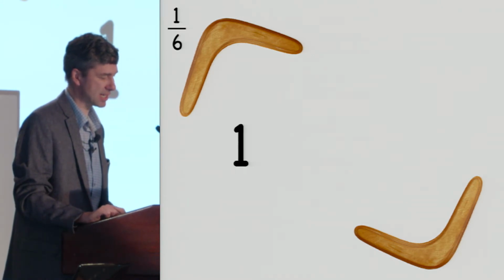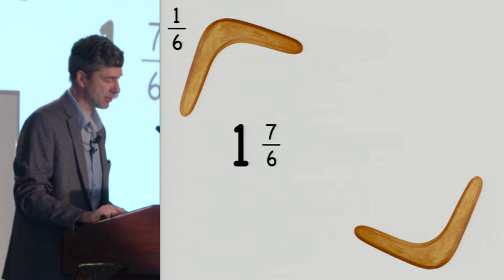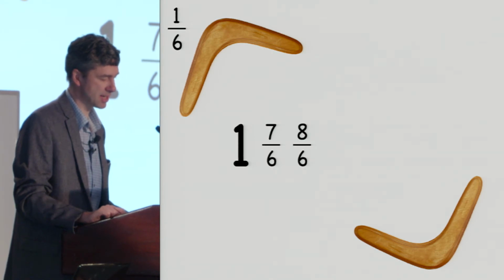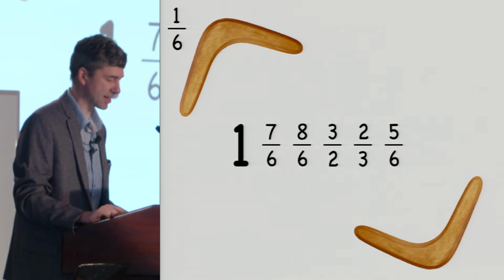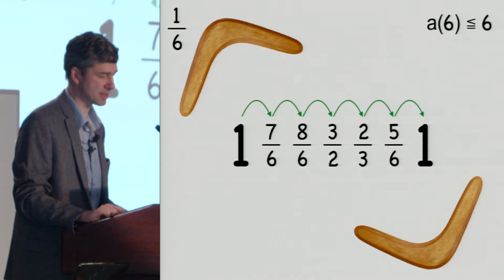Here is for 6. So we're going to be adding 1/6. And then we're going to be either adding 1/6 or taking the inverse. 8/6, 9/6. Then I'm going to flip it to 2/3, adding a 6th, adding a 6th. So A6 is less than or equal to 6.